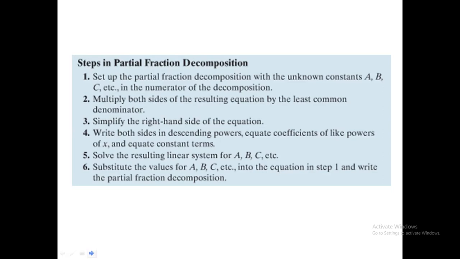Then write both sides in descending powers, equate coefficients of like powers of x, and equate constant terms. We will do all of this. Then solve the resulting linear system for the undetermined constants A, B, C, etc. After doing this, you can substitute the values of A, B, and C, and then write the equivalent partial fraction decomposition, and then evaluate your separate integrals. Now, it would be difficult for you to absorb all these 6 steps unless we do it step by step.